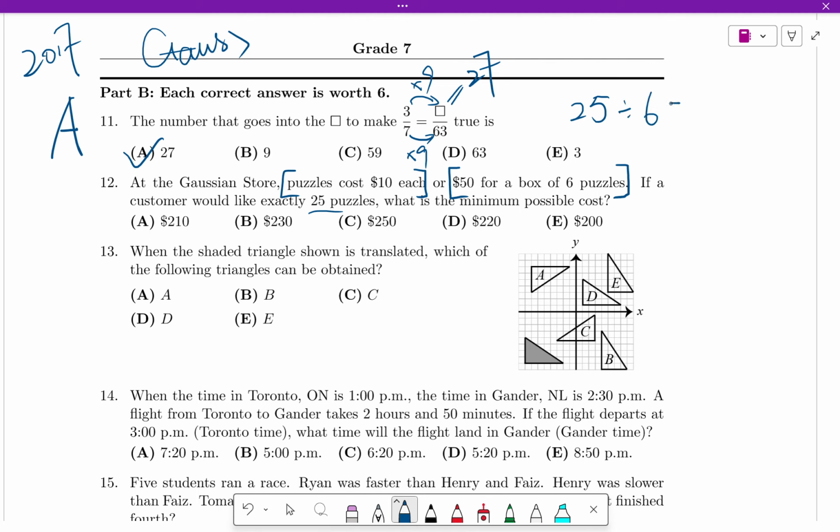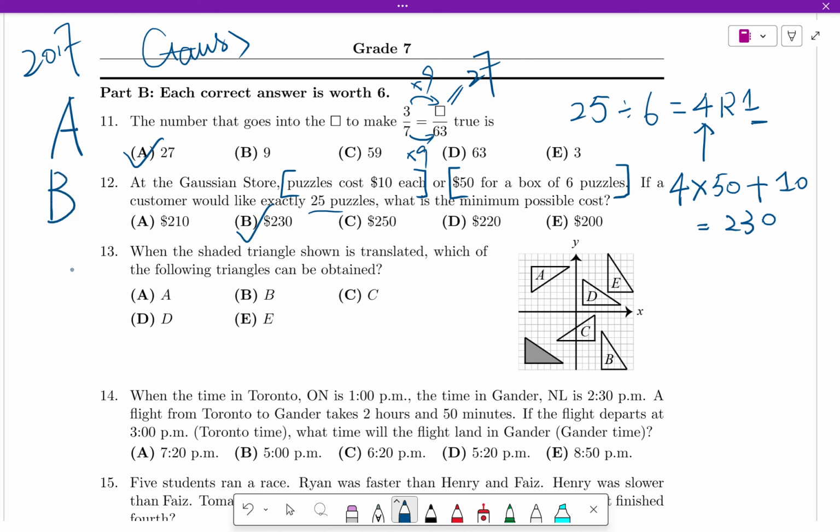So we can use 25 divided by 6, and we will get 4 remainder 1. Which means we can buy 4 sets of 6 puzzles in a bundle with 1 extra, and we need to buy this 1 extra individually. So at the end, we would pay for 4 boxes of puzzles, which is 4 times $50, plus this 1 extra puzzle. We will purchase this individually, which is $10. So in the end, we would have $210.